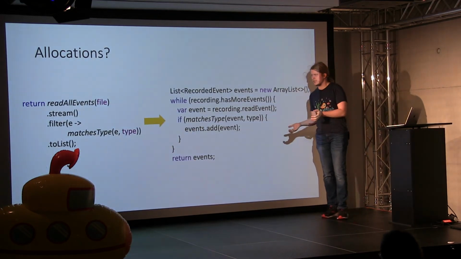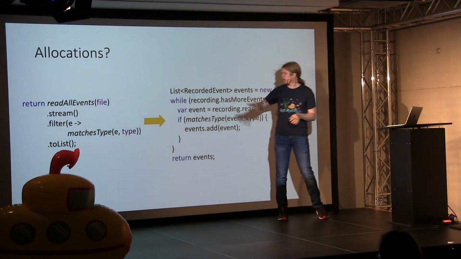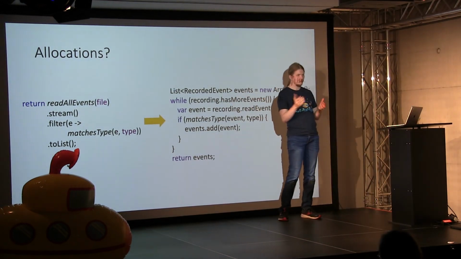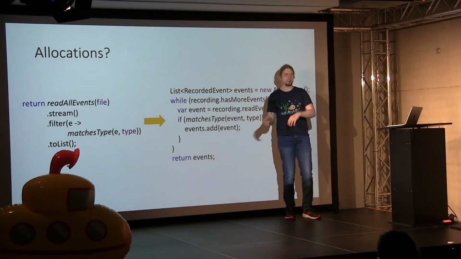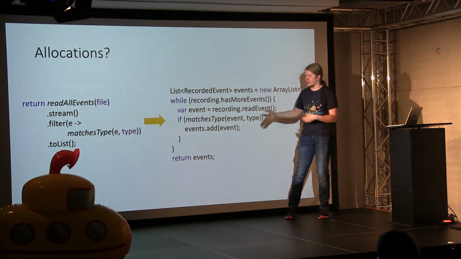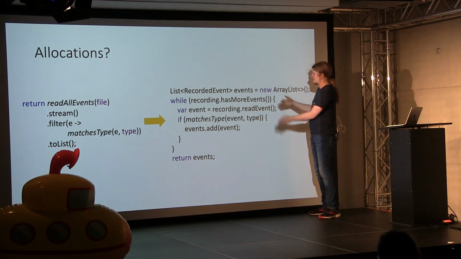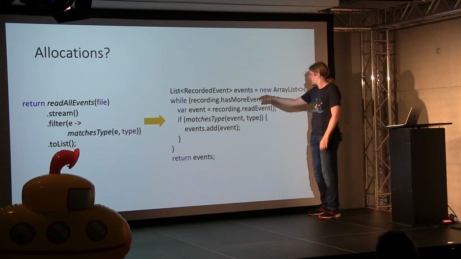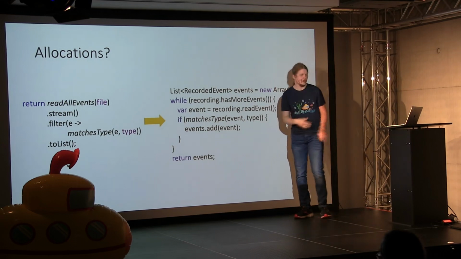And so what we do is we know that this underlying API used by read all events has some kind of iterator functionality. So we get an event, we process it, we store it in a list, we get the next event, and so on. That's essentially what this code does. The API is a bit more difficult, but it essentially says: while you have more events, read the next event, match the type, add it, and so on.